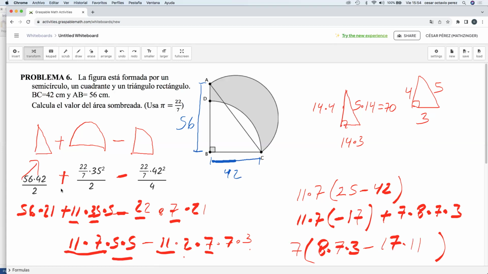20 times 11. Okay. De todos modos, no nos ahorra trabajo. O sea, hagamos la operación ya. Ok. 21 por 8, 178 menos.